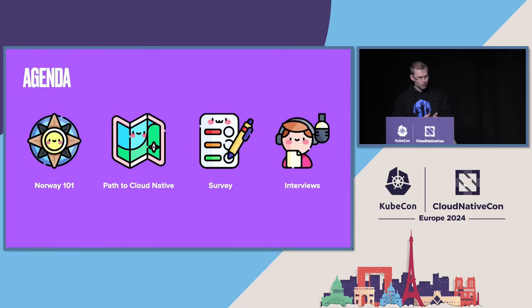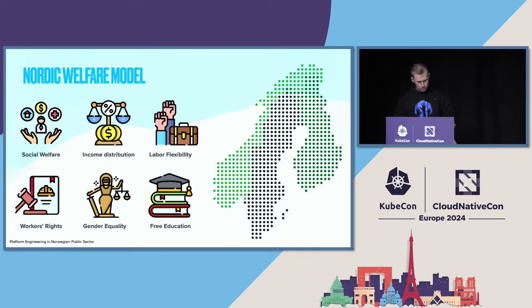So this talk today, the title might have said a lot, so maybe you know the gist of it. I'll dig in a little bit about Norway 101. No, there are no polar bears in the street, unfortunately. I'll talk about how the path to cloud native for the Norwegian government has been, the survey we did, the state of maturity in the Norwegian public sector, and also some interviews we did as well. Keep this in mind for the duration of the talk.